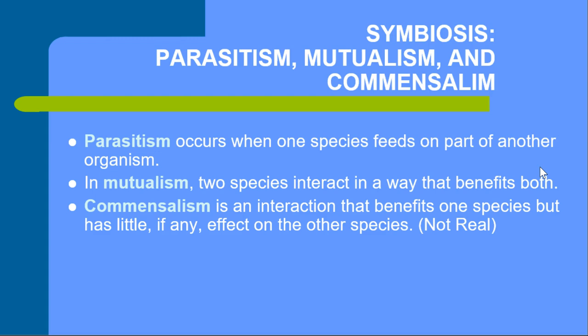Okay, so let's switch to symbiosis. 3 types of symbiosis that we are going to talk about are parasitism, mutualism, and commensalism. And parasitism is something you're probably familiar with, actually, because tapeworms, ticks, those are all parasites, right? One species feeds on a part of another organism and relies on it to survive. In mutualism, 2 species interact in a way that is benefiting to both of them, right? So everybody wins. And then in commensalism, you have an interaction that benefits one species but has little, if any, effect on the other species.